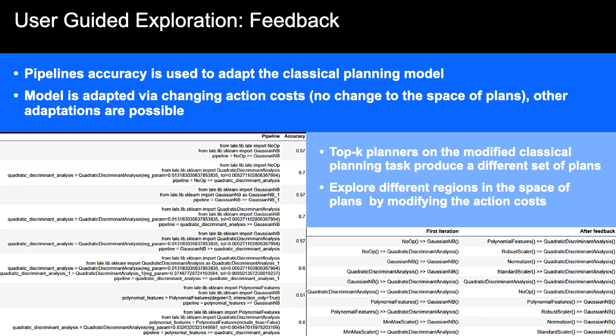A low accuracy score can be used as feedback, adapting the planning model. In our current work, we adapted the model by changing action costs. That allowed us to maintain the same plan space and change which subset now constitutes a top K solution. Therefore, top K planners would find a different set of plans for a modified task in the next iteration.